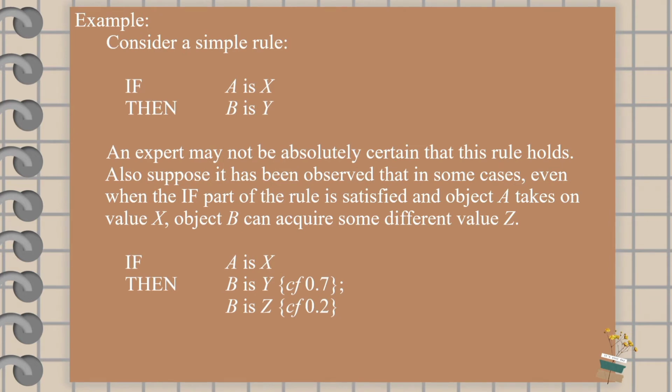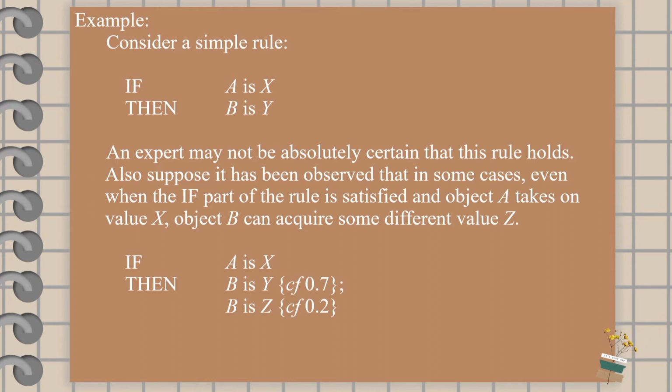An example, if A is X, then B is Y. An expert may not be absolutely certain that this rule holds. Also suppose it has been observed that in some cases, even when the if part of the rule is satisfied and object A takes on value X, object B can acquire some different value.